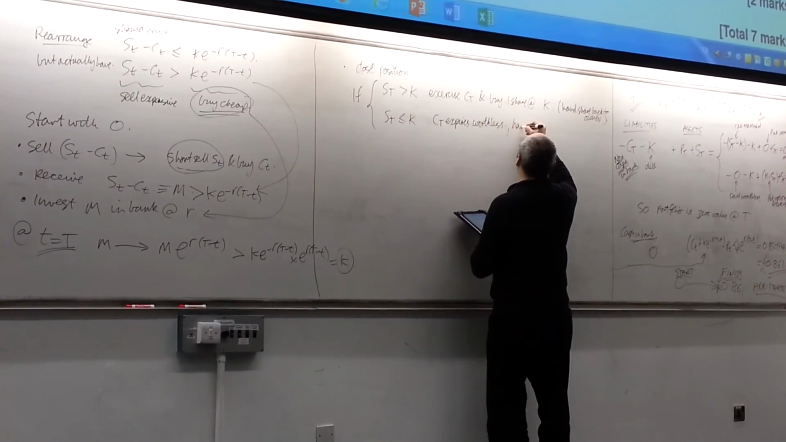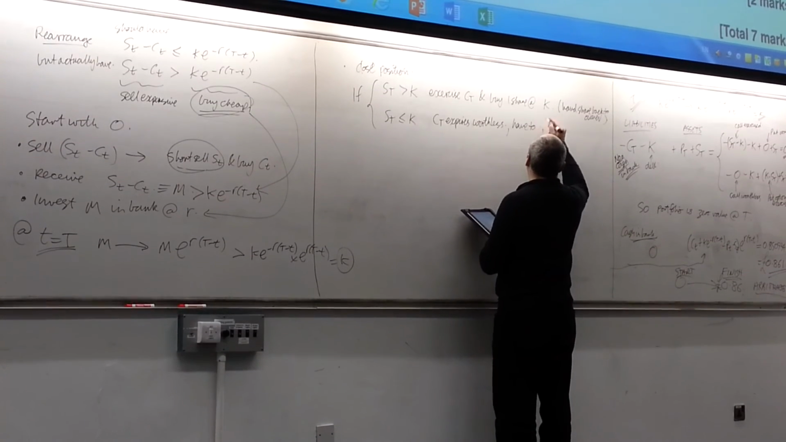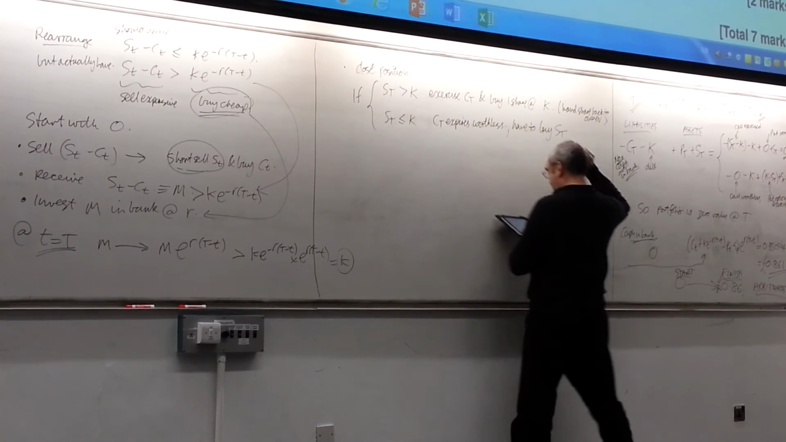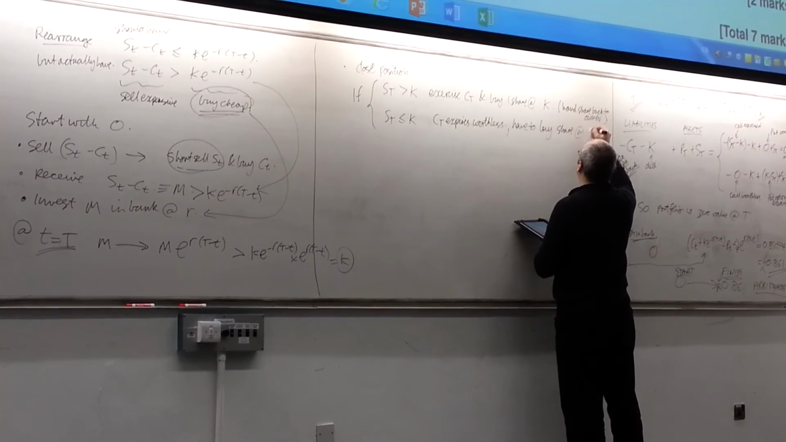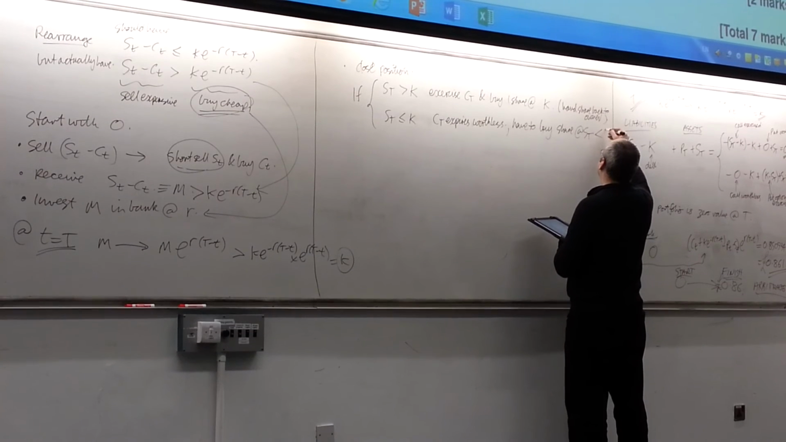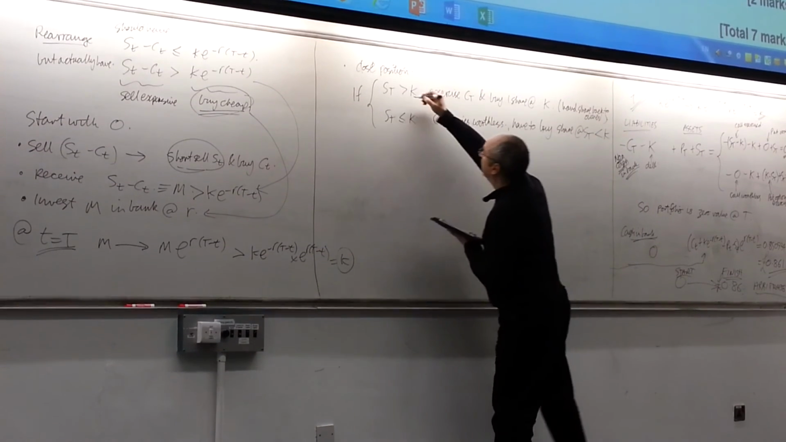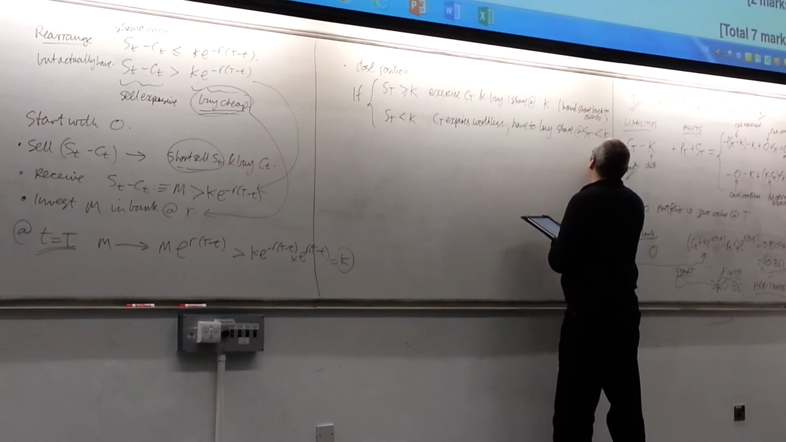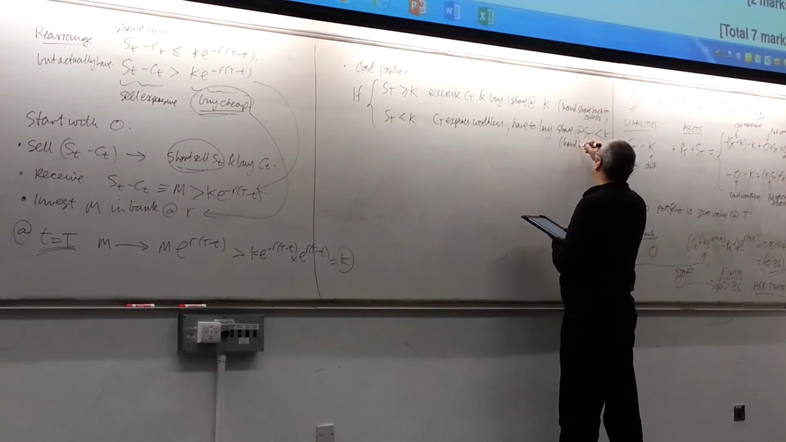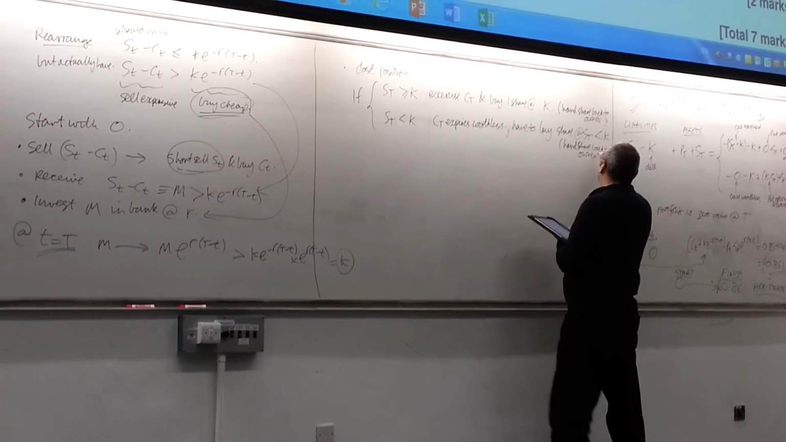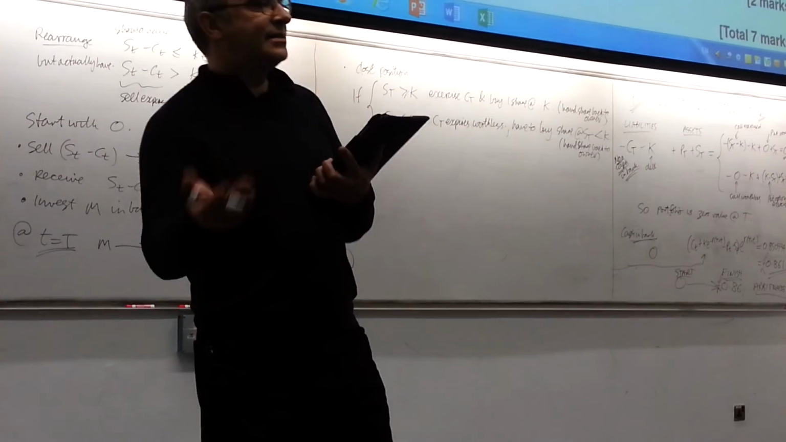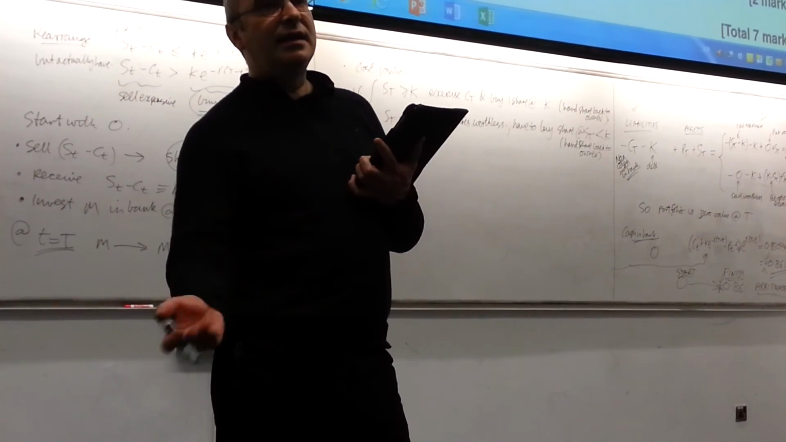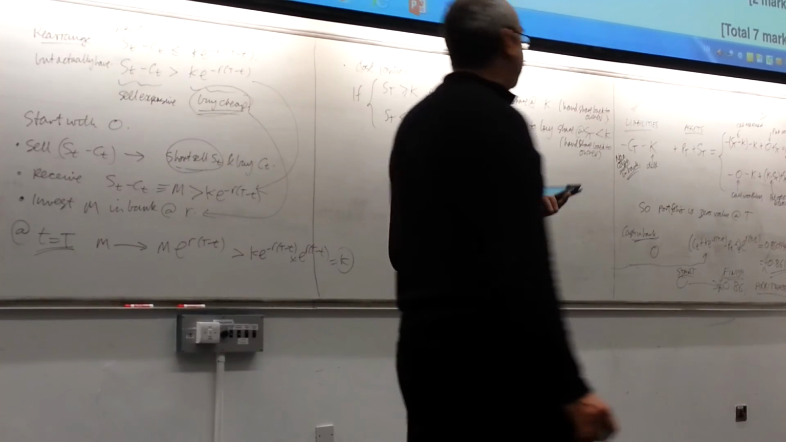So I have to buy the share at S_T, which is less than or equal to K, and hand it back to the owner. In both cases, I've got to hand that share back. In one case, I buy it by exercising the option. In another case, I have to go to the market and buy it.